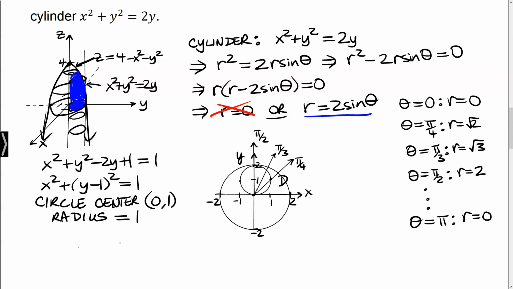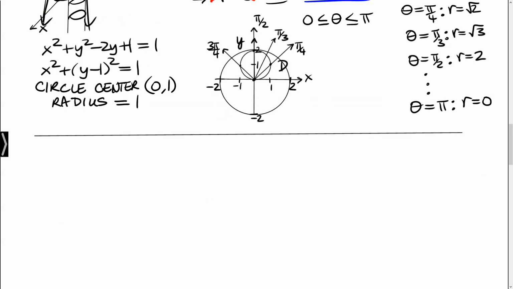So let me put in maybe one more. So notice this here. That's actually 3 pi over 4. So you really only have to go from 0 to pi. So that's going to be our theta limits. So theta is going to go from 0 to pi. r is going to go from 0 to 2 sine theta. And that's how we're going to set up this double integral.